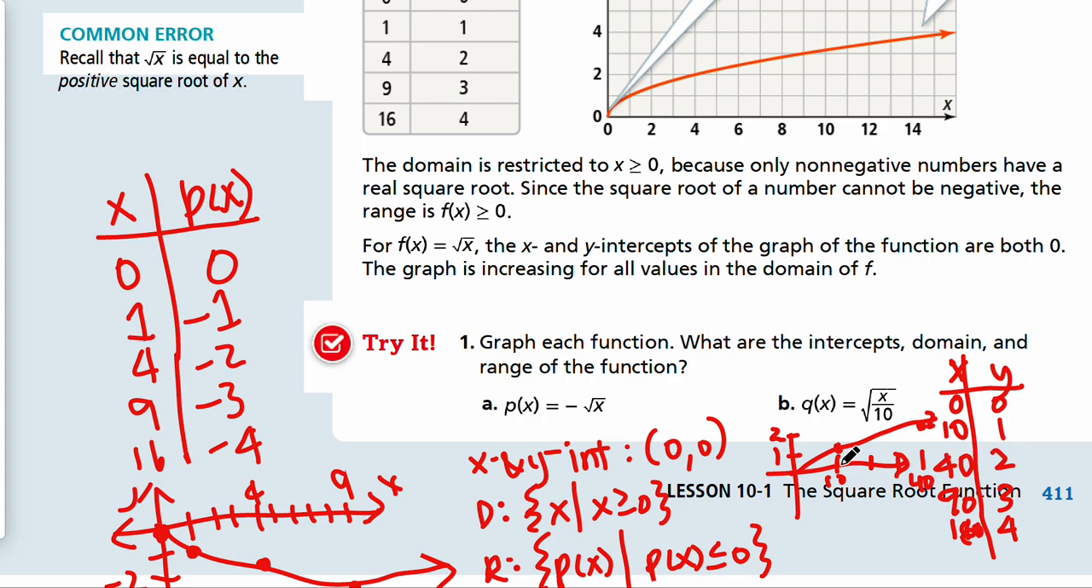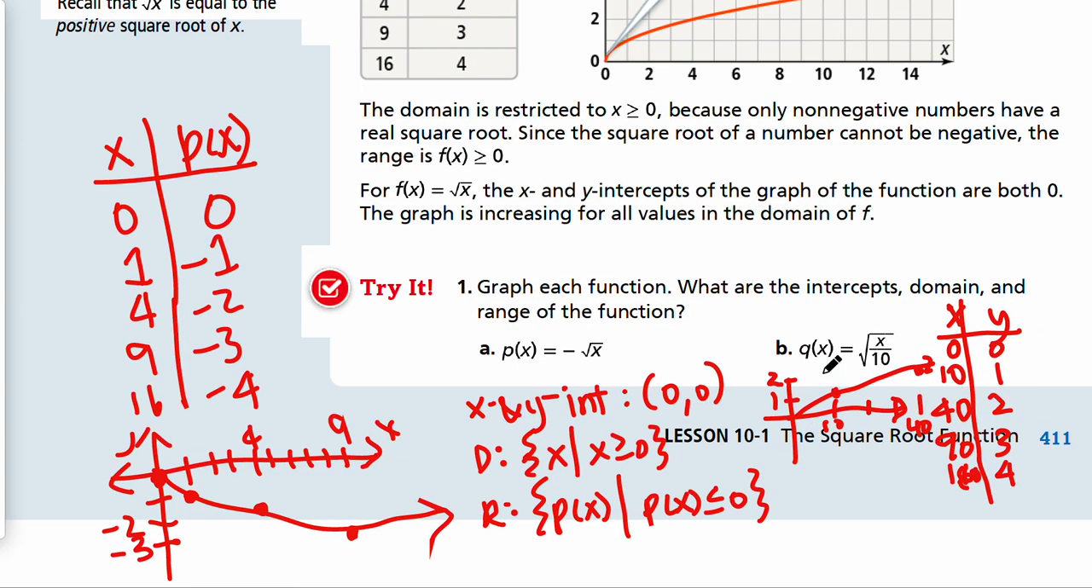Okay, so those are the tables and graphs. I know the graph is not as accurate as I want it to be, but label your x and y axes, your numbers, and your points.